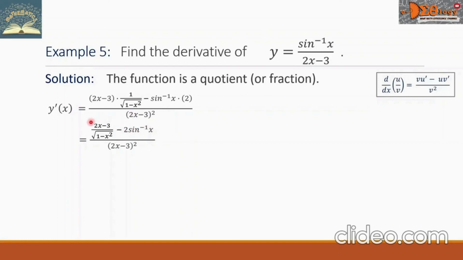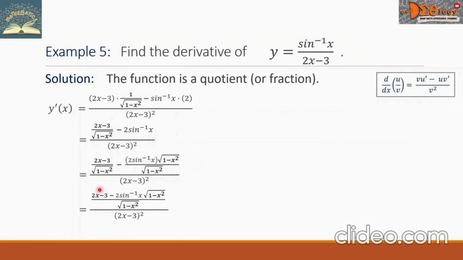Let us combine this fraction minus this 2 sine inverse x. What we're going to do is to multiply the 2 sine inverse x by a fraction whose numerator and denominator is the same with this denominator here. So we have like this. And then we can see that the two fractions are like. Now we can combine them.